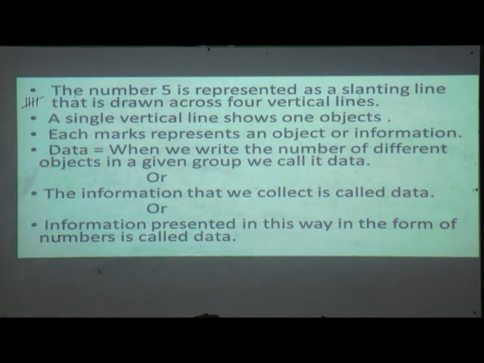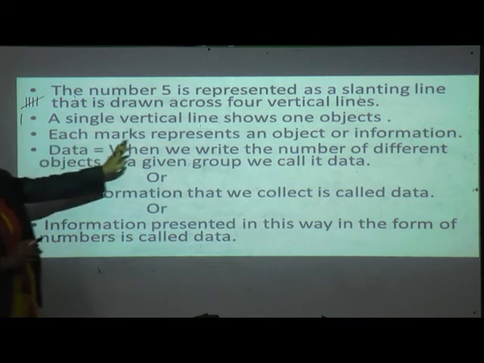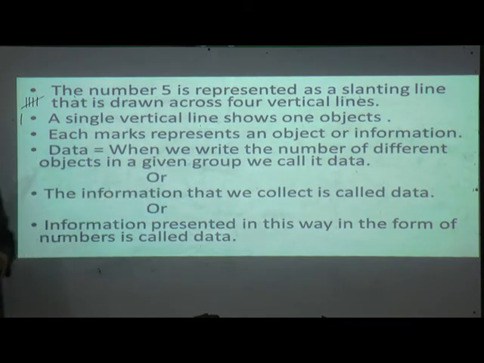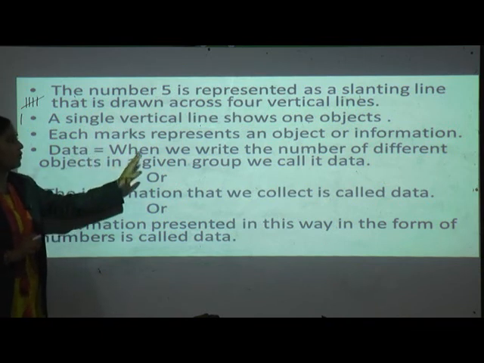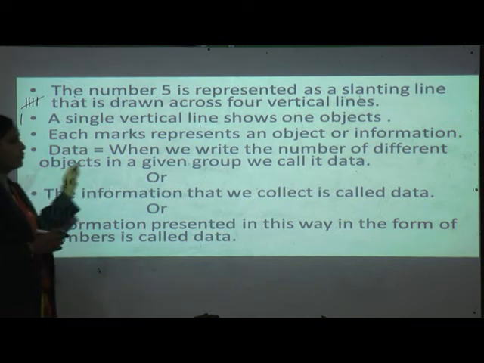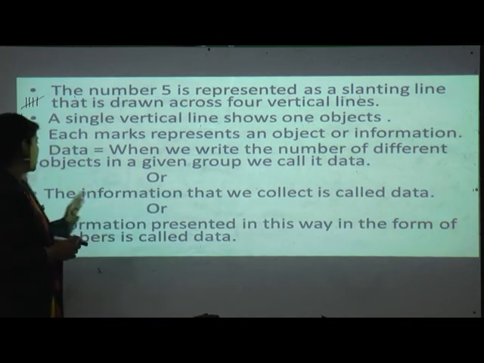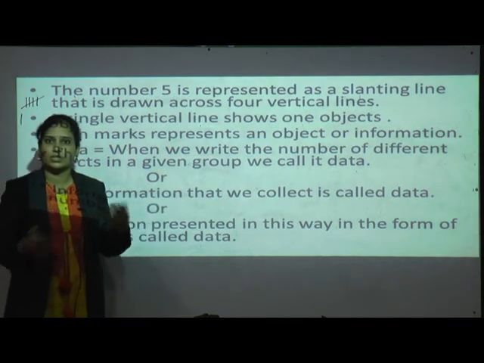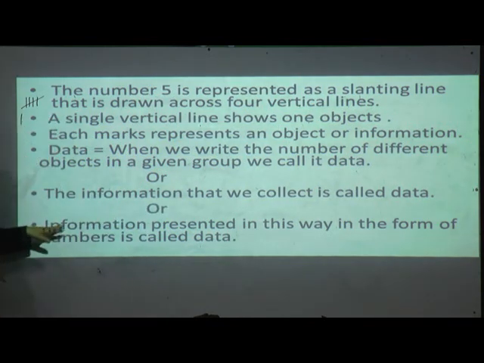Now, a single vertical line shows one object. Each mark represents an object or information. Now, what is data? When we write the number of different objects in a given group, we call it data. Or the information that we collect is called data. Or information presented in this way in the form of numbers is called data.